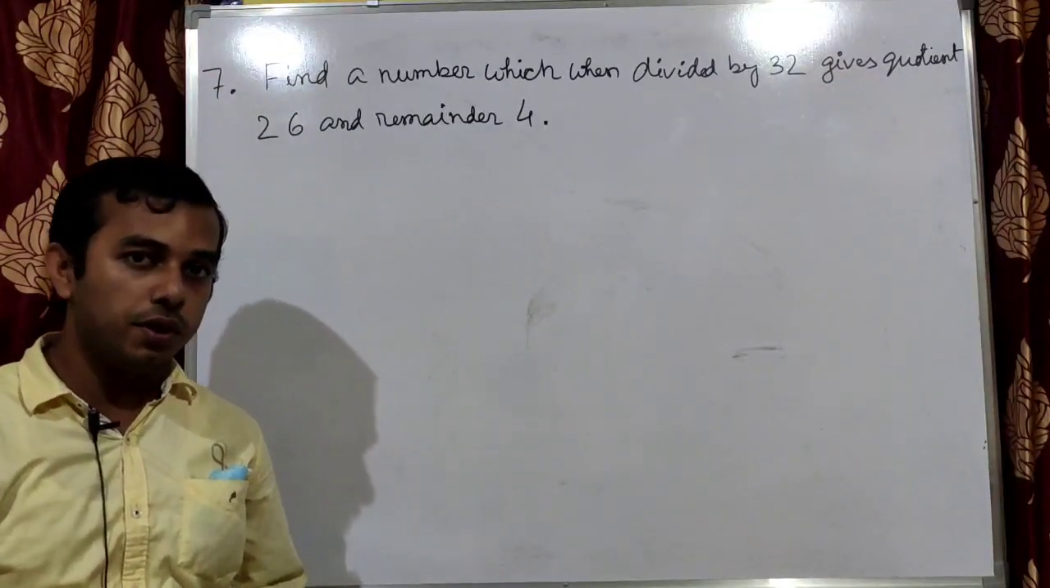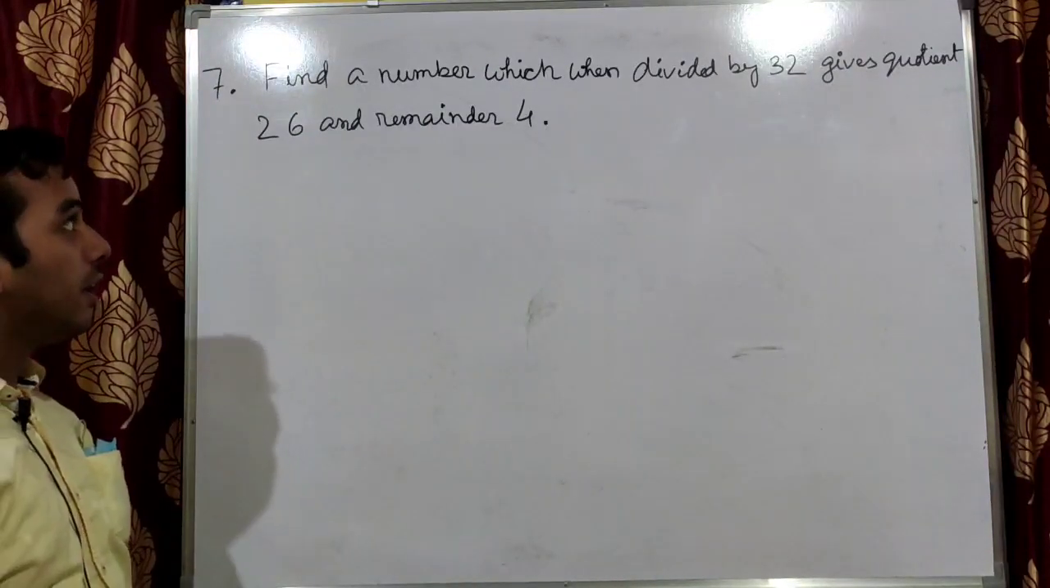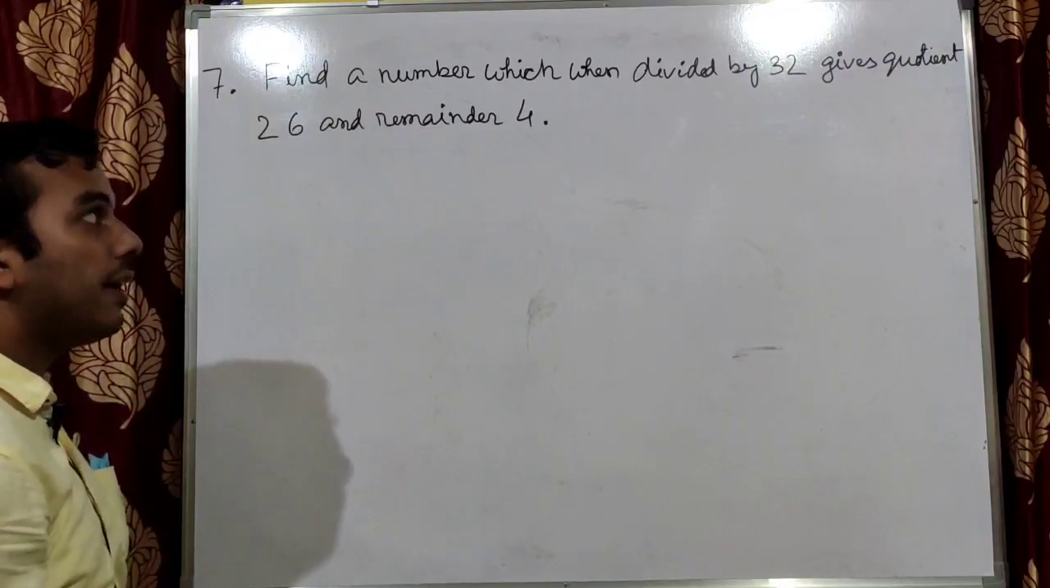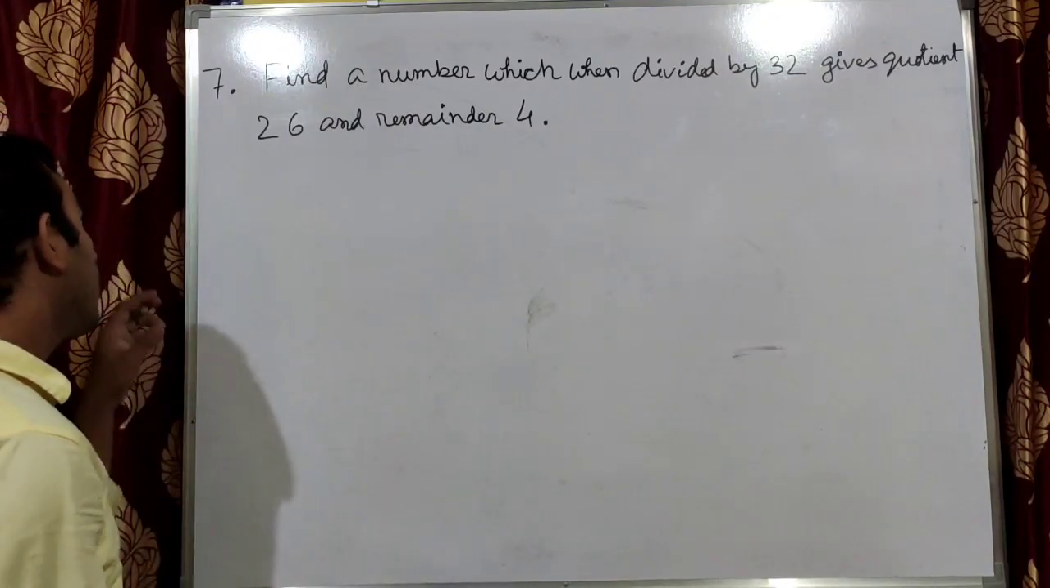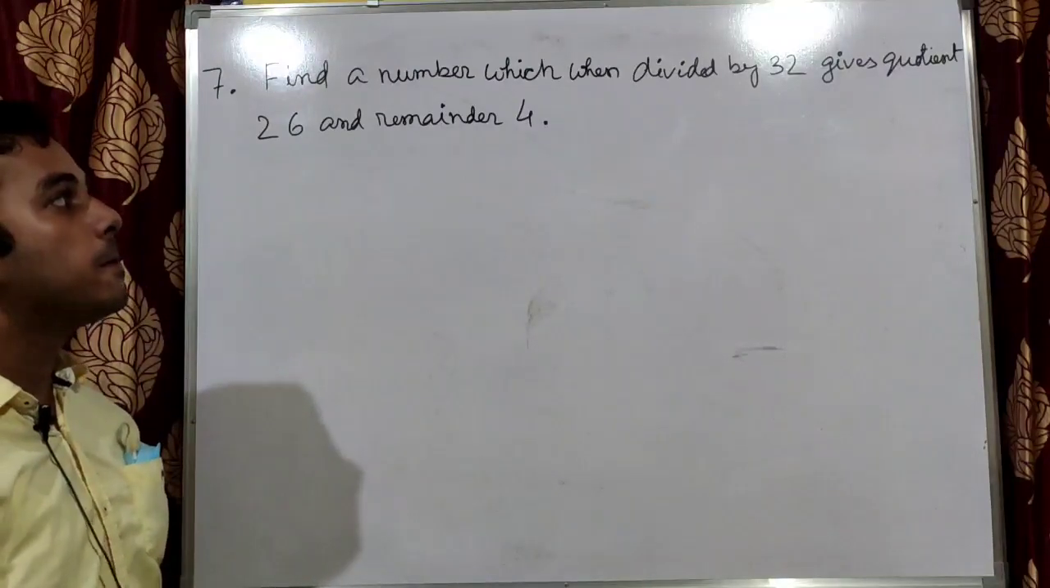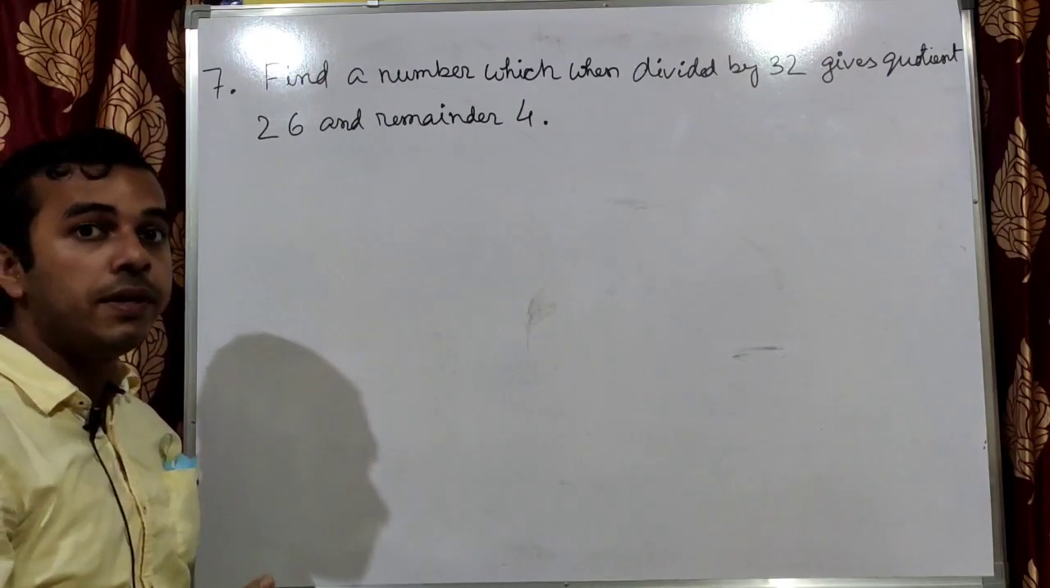Okay, now let us move to our next question, that is question number 7. Here the question is: find a number which when divided by 32 gives quotient 26 and remainder 4. So the number is what? The number is the dividend, right?